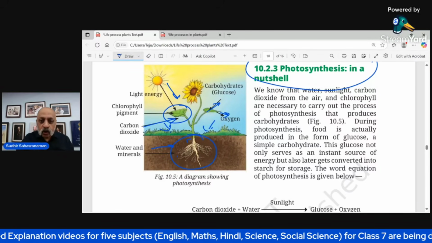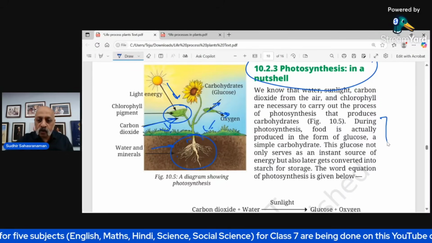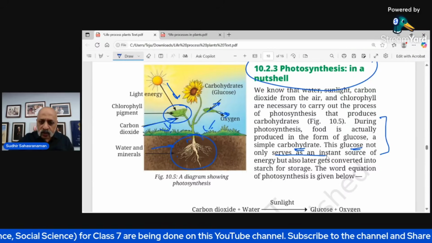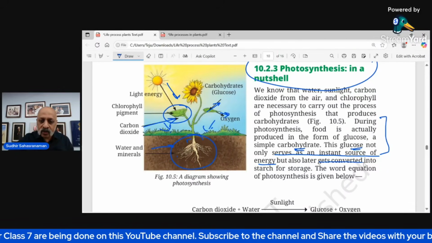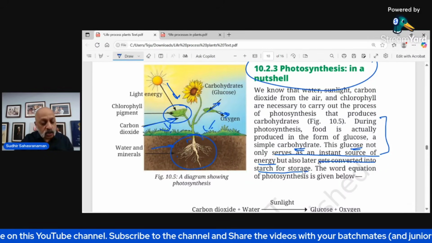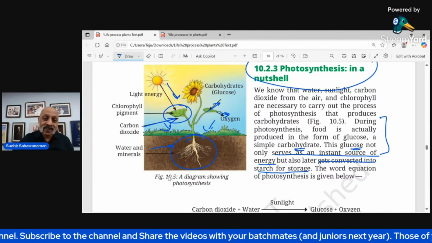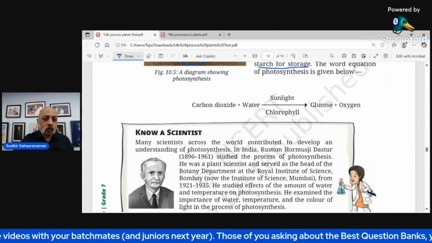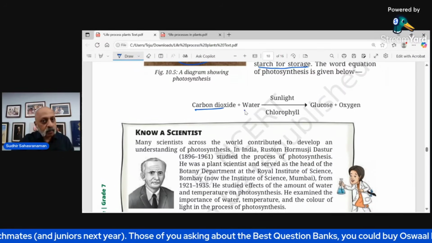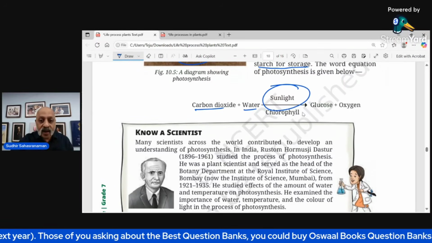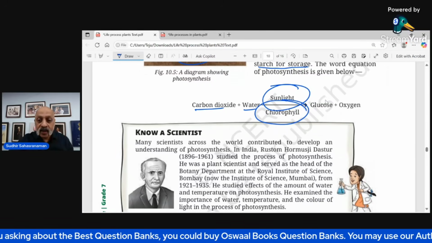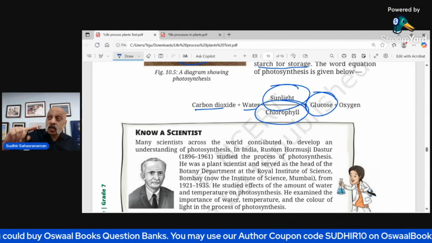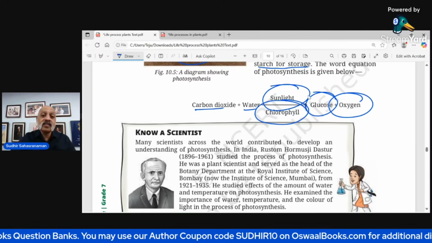So during photosynthesis, food is formed in the form of glucose, which is a simple carbohydrate. This glucose not only serves as an instant source of energy, but also gets converted into starch for storage. Sorry, glucose into starch, and that's what we are testing through iodine. The chemical formula for this is: carbon dioxide plus water, in the presence of sunlight and chlorophyll, gets converted into glucose, which then further gets converted into starch for storage, and releases oxygen.